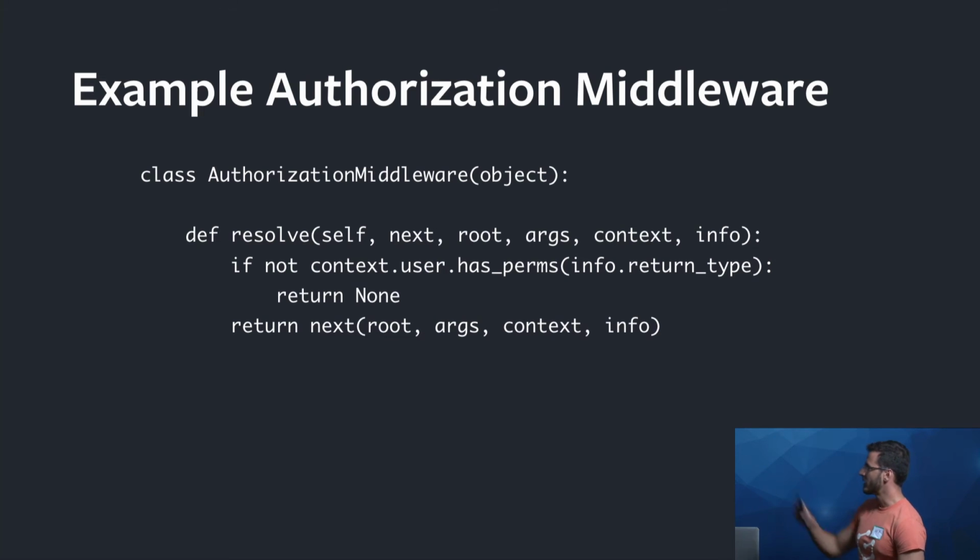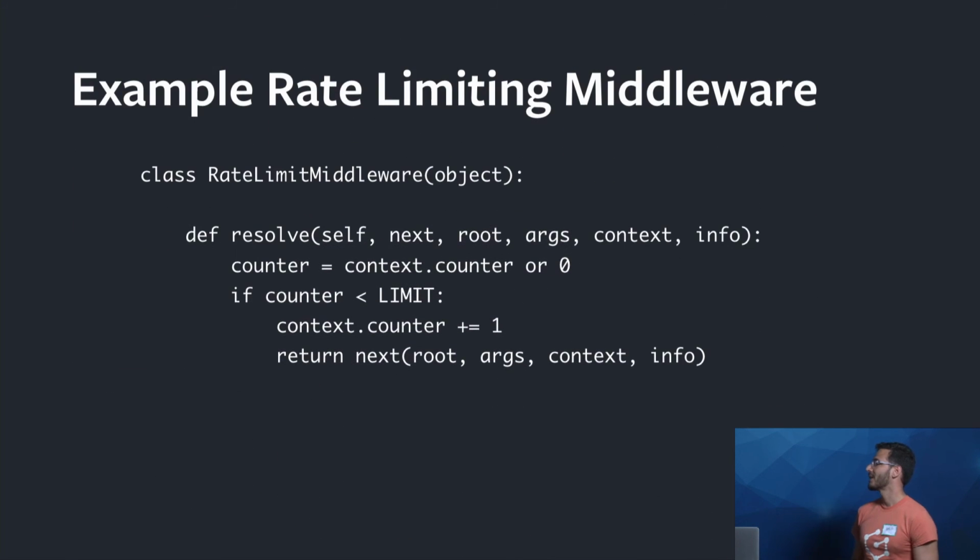So this is authorization middleware that will be called each time we resolve a field, and we'll check what is the return type for this field. And if the user in the context doesn't have permission to access this return type, then we will return none. So we don't need to add this logic into all our resolvers. And that's great.